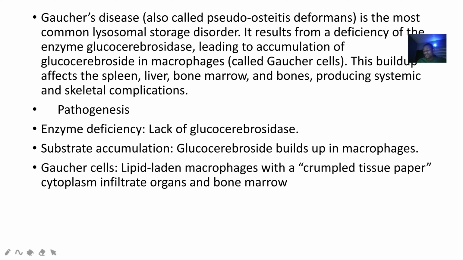So what's the pathogenesis? First, there's lack of what? An enzyme known as what? Glucocerebrosidase. So there's now accumulation of the glucocerebroside. Glucocerebroside is one that accumulates in what? The macrophages. Do you understand? So Gaucher cells, they become lipid-laden macrophages. They will give you a crumpled tissue paper appearance because of the accumulation of that glucocerebroside.